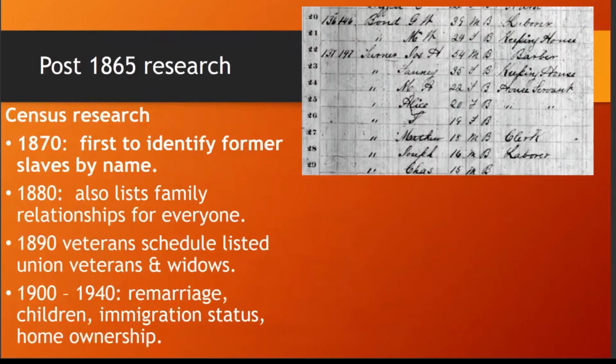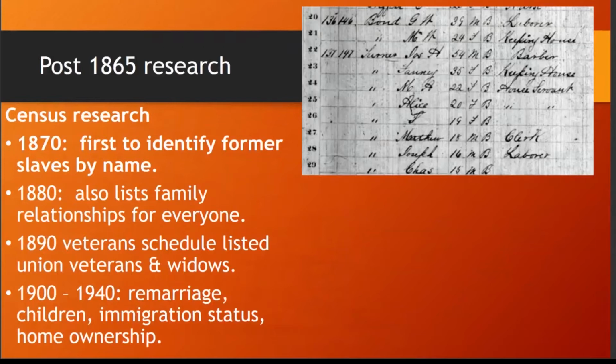Now, as I mentioned before, post-1865 research is like any genealogy research project. Remembering our research principles of going from known to unknown, present to past, you're going to research ancestors in recent times before you go back to before the Civil War.